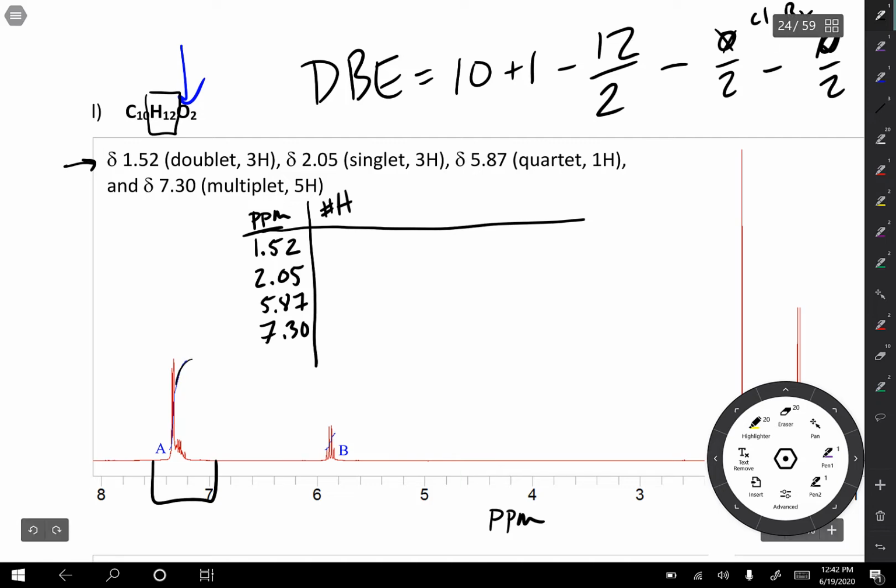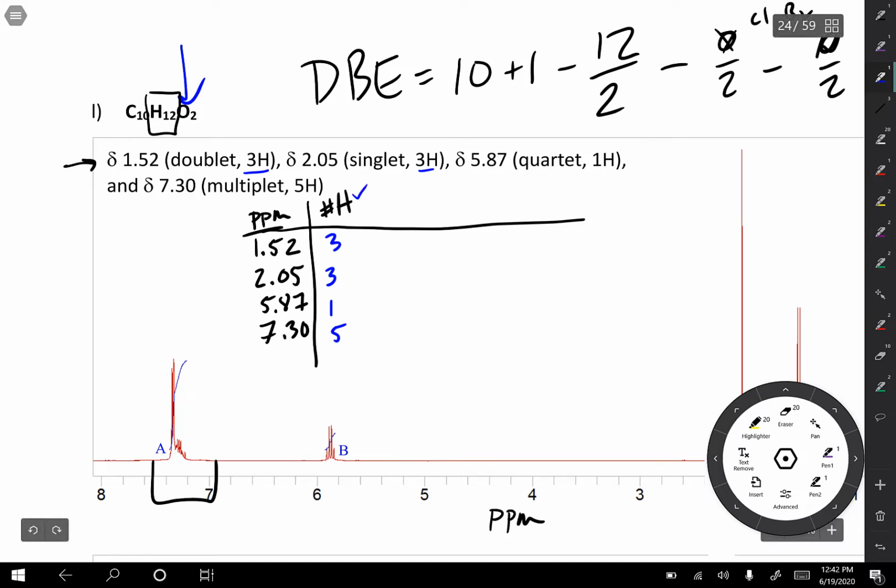Again, this is where we're integrating. It's the area under that peak that the number of protons is coming from. Okay, number of protons. Let's look here. It's listed 3, 1, and 5. 6 plus 1 is 7, plus 5 is 12. We're good. Okay, we have this.